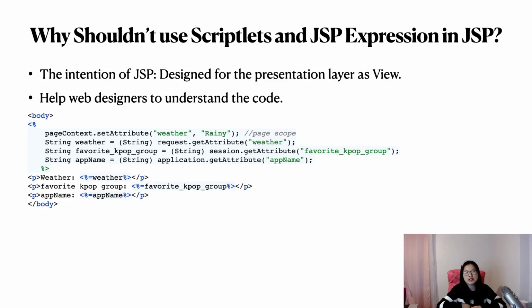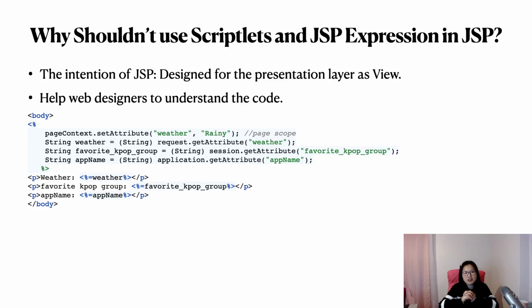And that's why we separate those HTML elements, or HTML strings, from the servlet. We moved them into JSP. So the intention of JSP is that it is designed for the presentation layer as the view, which is what's going to be displayed on the page. And when we use scriptlets and Java expressions, that means our JSP can have some logic. It has Java code in it. It's not only for the view. Okay, this is one.